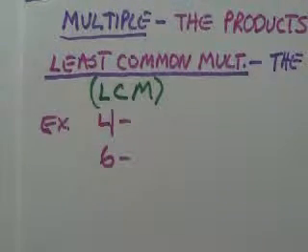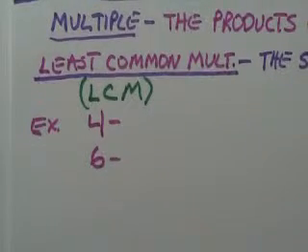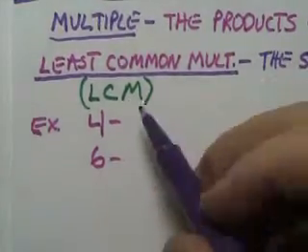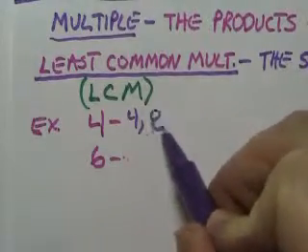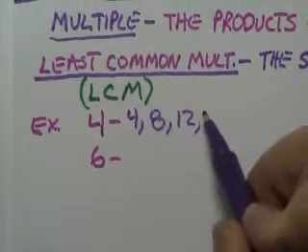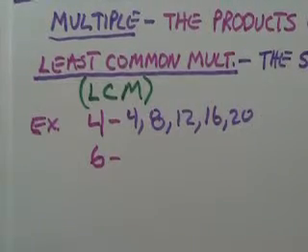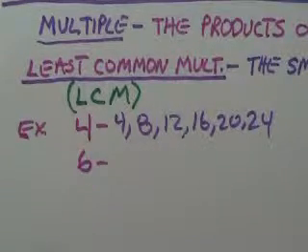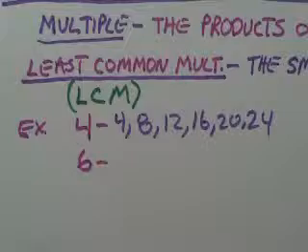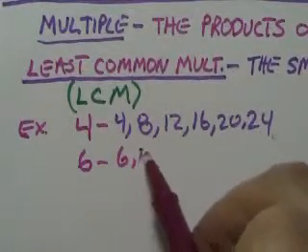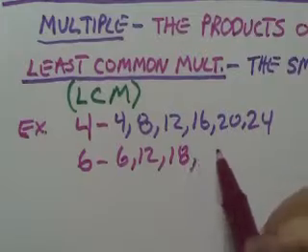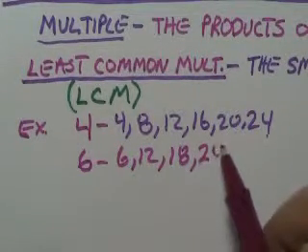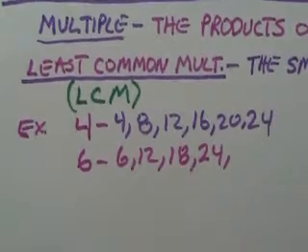Okay, let's do an example of finding the LCM. Let's take two numbers, 4 and 6. So what we need to do is write the multiples of 4. There's 4, 8, 12, 16, 20, and let's just stop at 24. All right, for number 6, we have 6, 12, 18, 24. Let's just stop there.